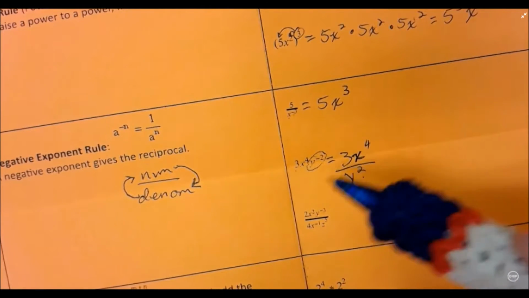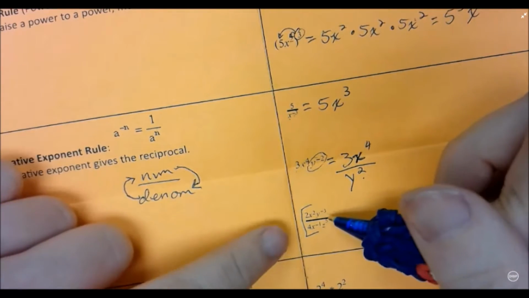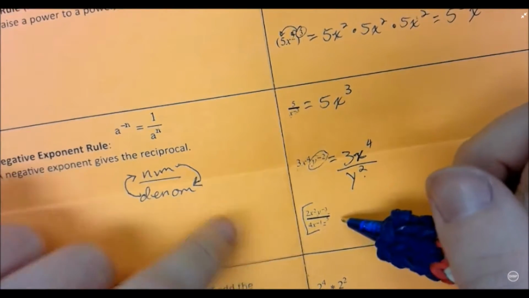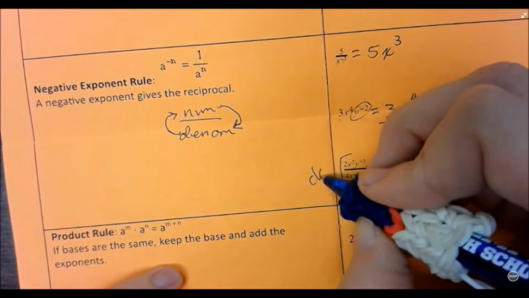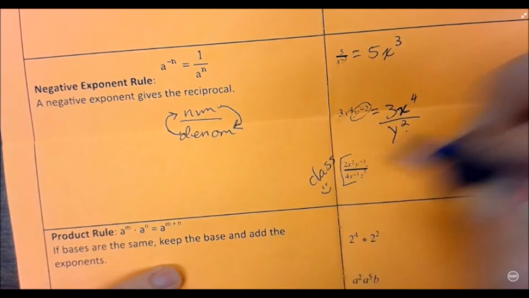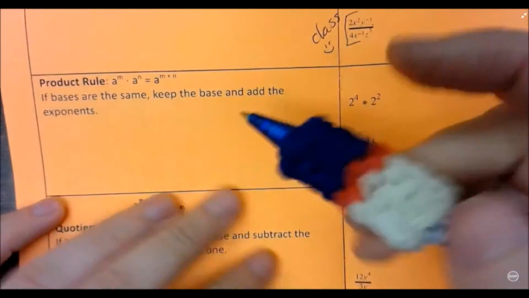I'm going to leave the last one for us to try in class because we actually need to simplify it. After we do this rule, we need to use product rule on it. So save this for class. And let's look at product rule and quotient rule.